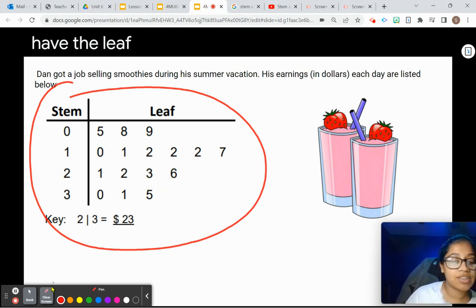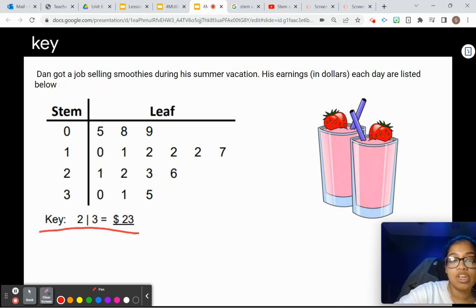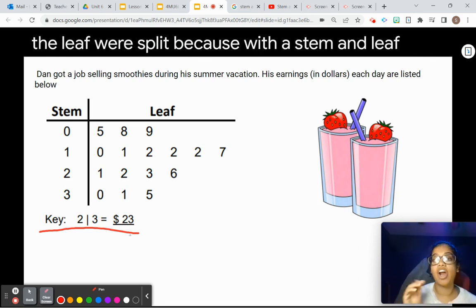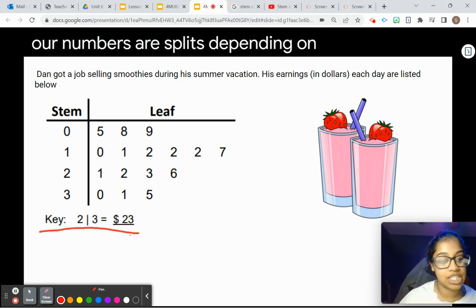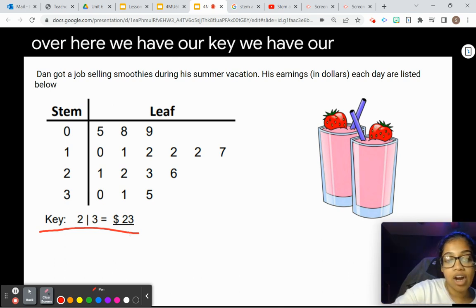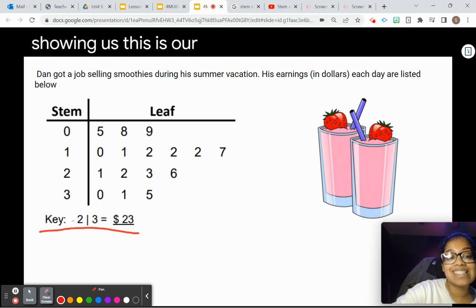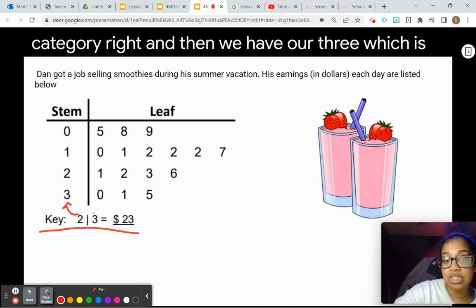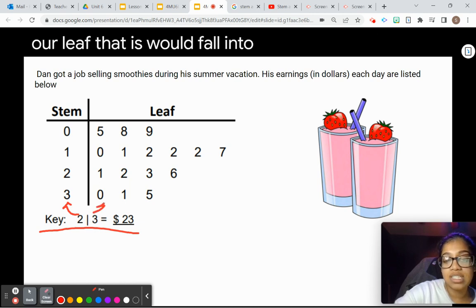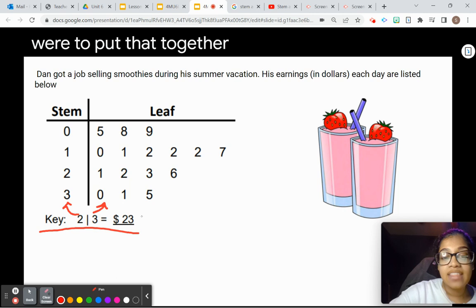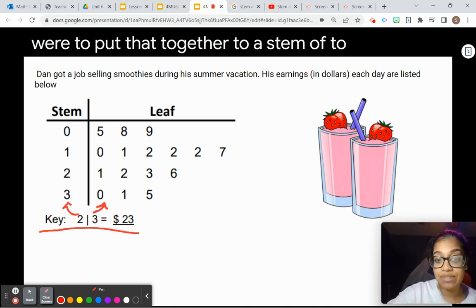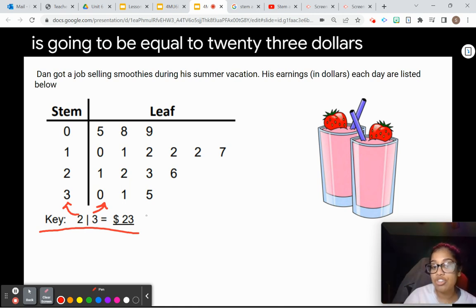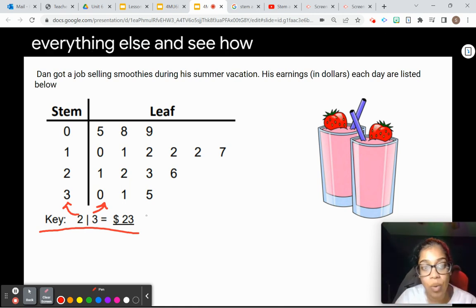Now, we have to make sure that we take a look at our key. So our key is going to tell us how the stem and the leaf were split, because with the stem and leaf plot, our numbers are split depending on their digits. So over here we have our key, we have our 2, which is showing us this is our stem. So this would fall into this category, right? And then we have our 3, which is our leaf. That would fall into this category. So if we were to put that together, a stem of 2 and a leaf of 3 is going to be equal to $23. So let's go ahead and do this with everything else and see what his earnings are.